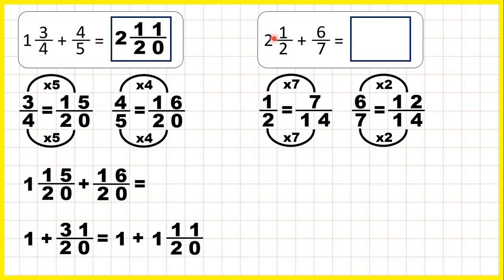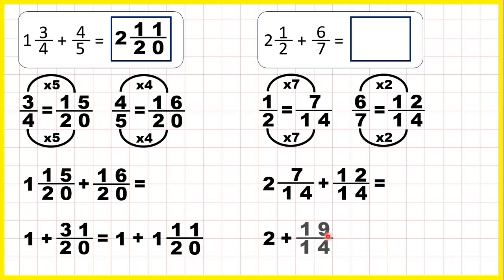Instead of 2 1/2, we have 2 and 7 over 14, and instead of 6/7, we're adding 12 over 14. So our only whole number that we're adding is just this 2, and then 7/14 plus 12/14 is 19/14, because the denominator stays the same, and 7 plus 12 is 19.